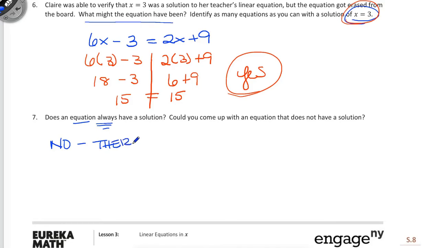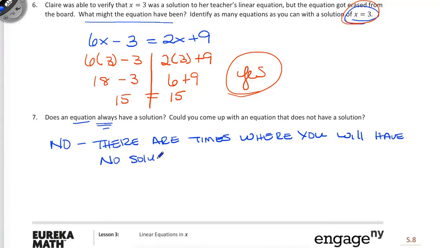There are times where you will have no solution. All right. We're eventually not going to say yes or no. There will be times where it's just that is the answer.